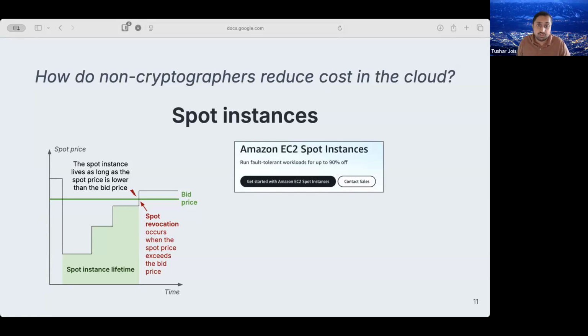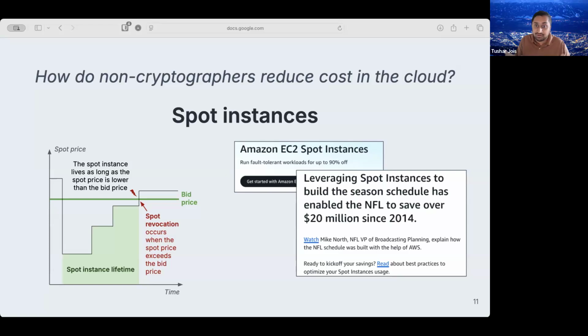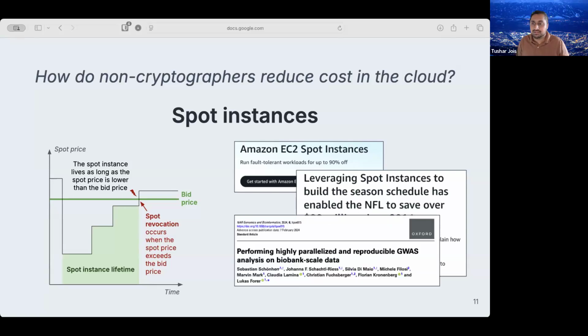If you are able to use them, you can get up to 90% off the listed price of a computation. And there's a lot of examples of companies using spot instances to their advantage. I really like football, and they always talk about how the NFL uses spot instances to reduce their costs. But beyond kind of the corporate entities, you've actually seen bioinformatics genomicists use spot instances to reduce costs. So this is a paper that was recently published, and they specifically mention spot instances as their computation model so they can reduce the cost of their GWAS computation.